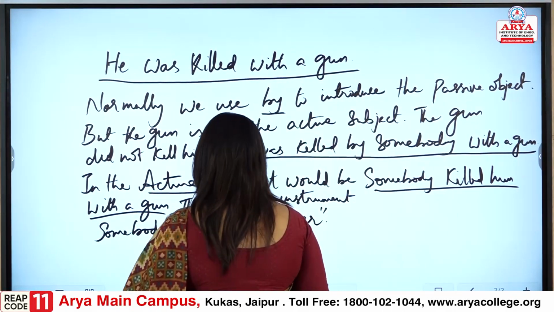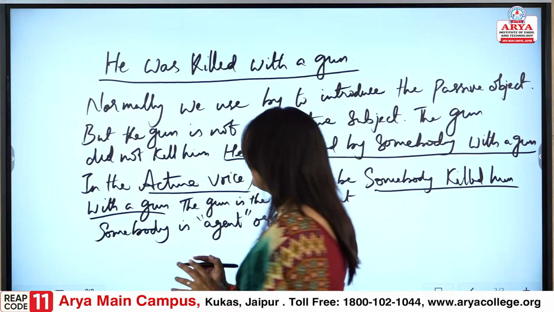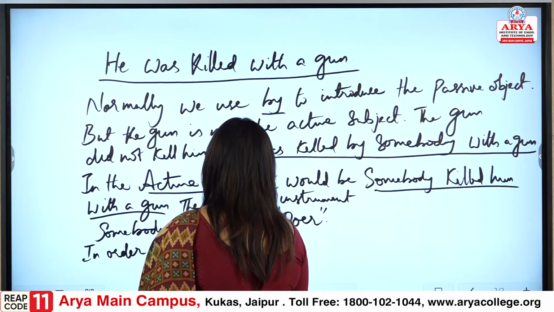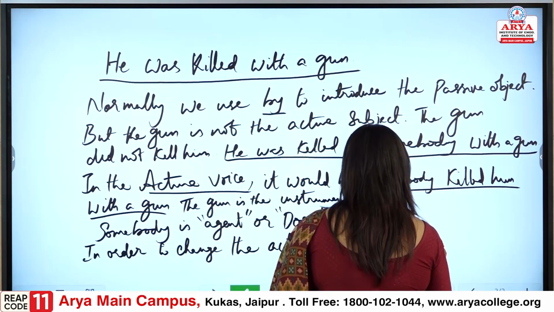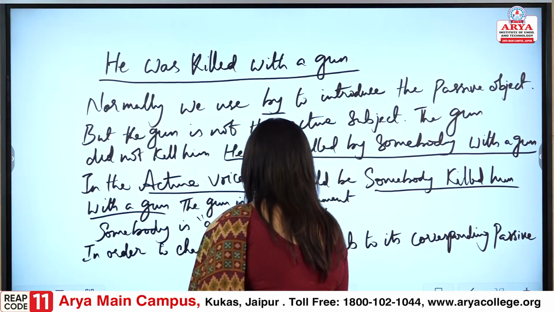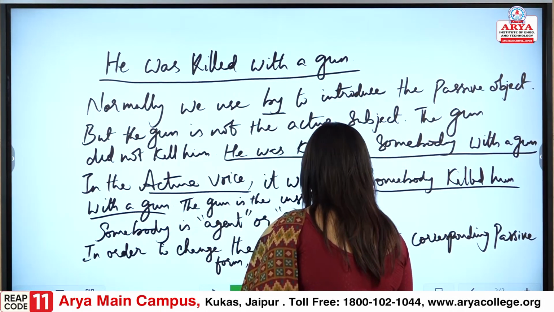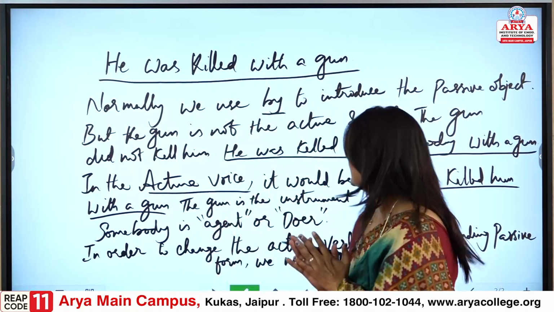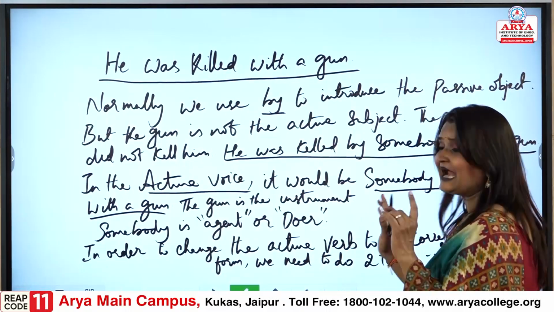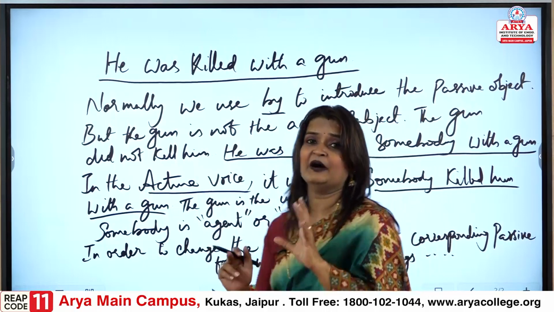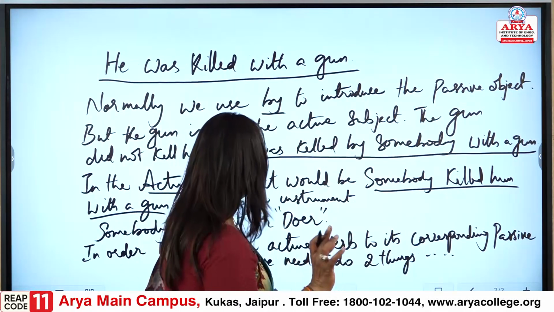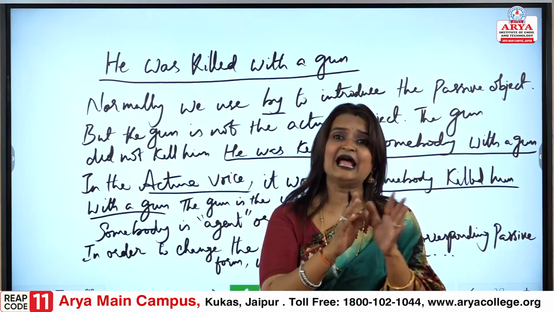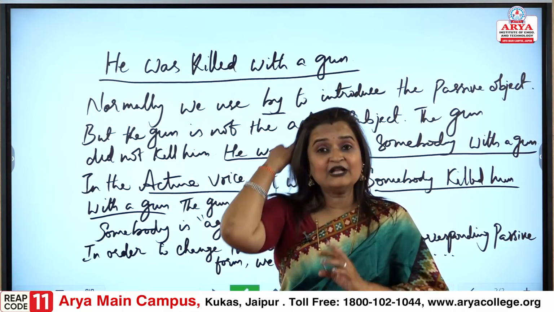Now when we are talking further, we need to take care of a few points, fine. In order to change the active verb to its corresponding passive form, we need to do two things, fine. And what are those two things? Let us understand it. In order to change the active verb into the corresponding passive form, we need to do two things so that we can convert active to passive.